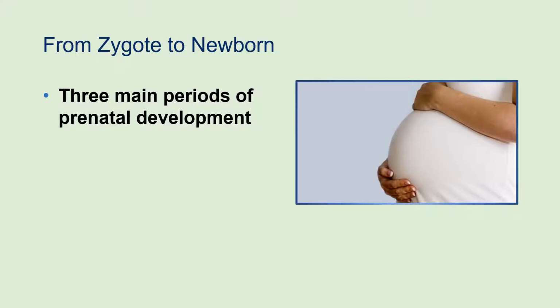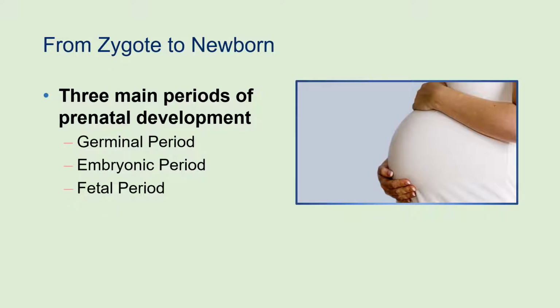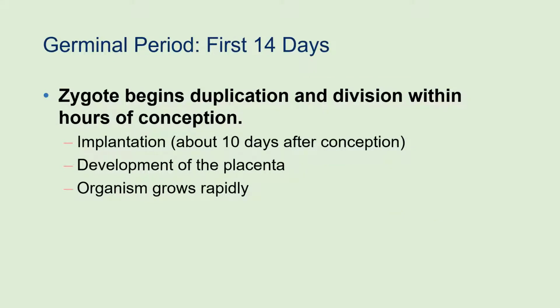Let's move on to the next section of the chapter, From Zygote to Newborn. The many changes that transform an egg fertilized by a sperm cell into a newborn human constitute prenatal development. Prenatal development takes an average of 38 weeks, which are divided into 3 periods: the germinal period, the embryonic period, and the fetal period. The shortest prenatal period is the germinal period, the first 14 days.